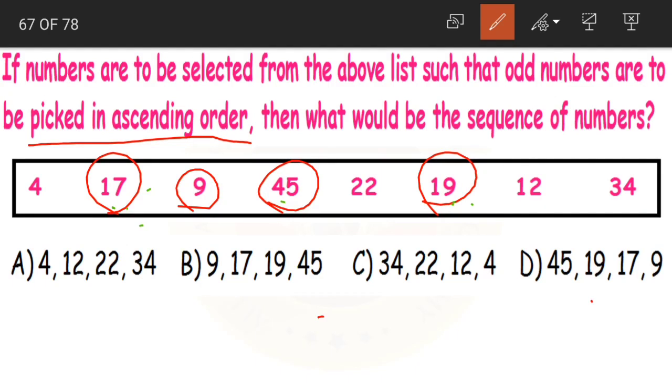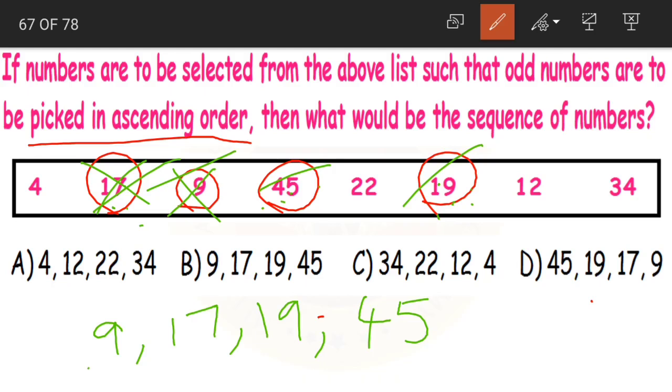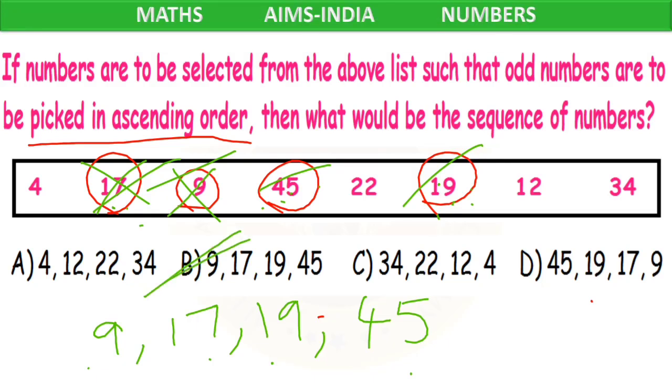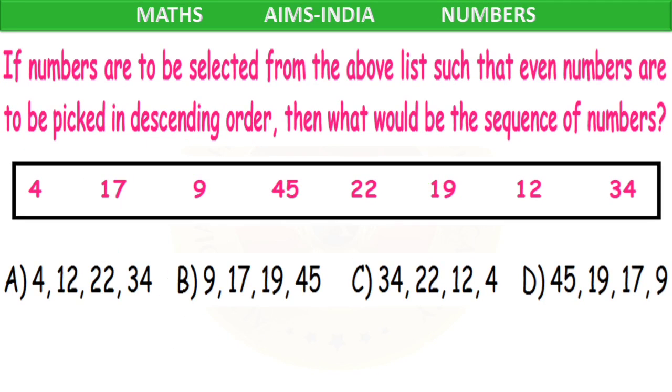Which is the smallest? 9. So 9 is done. Next what do we have? 17. Then next from these two what is the smallest? 19. And lastly 45. 9, 17, 19 and 45 is our order, children. Now which is the correct answer here? Option B is our correct answer. This is the sequence of the numbers.